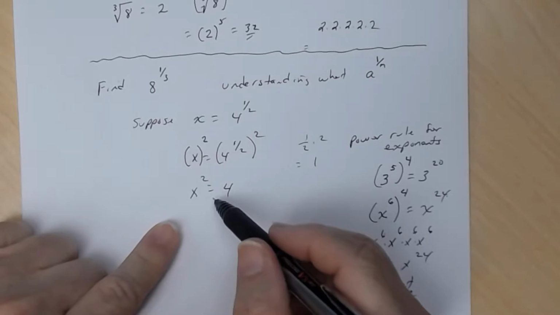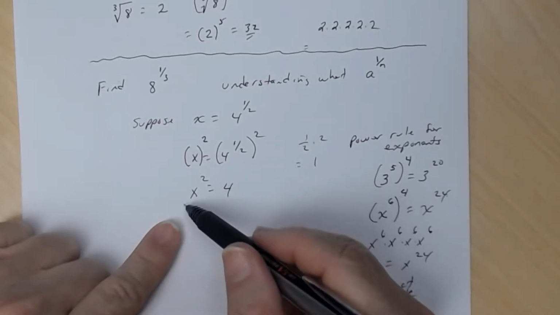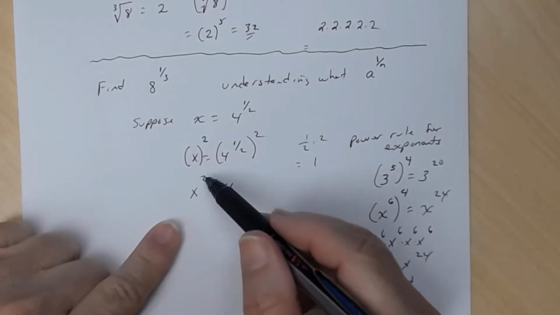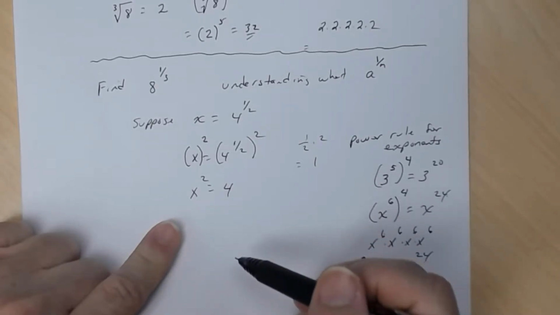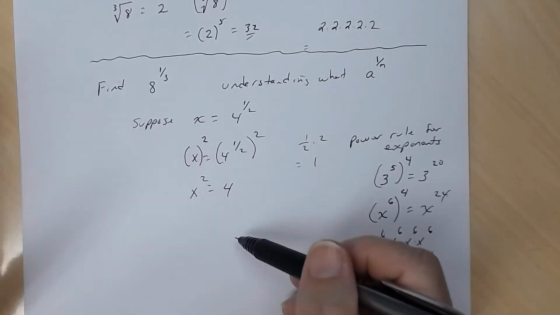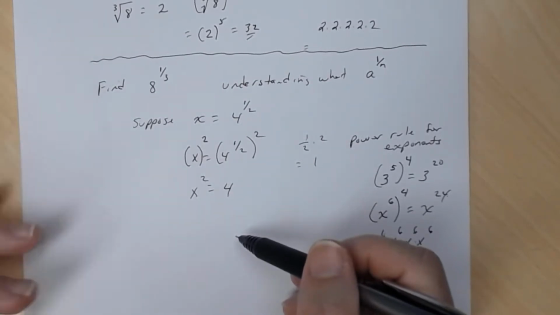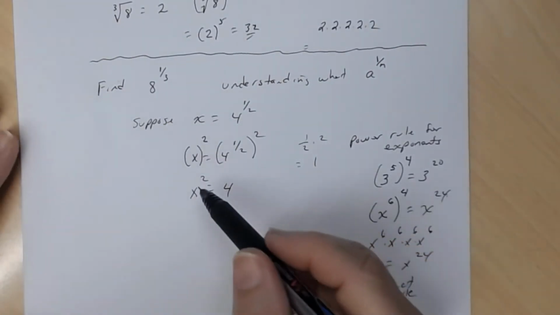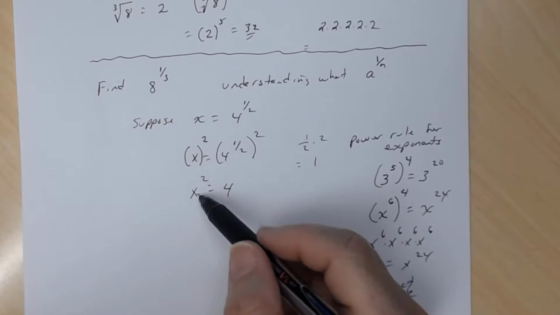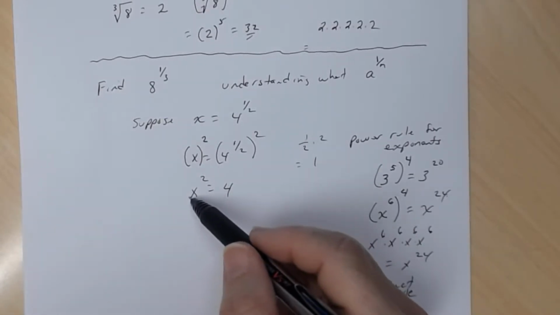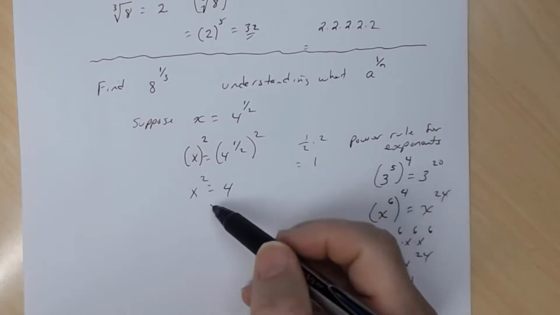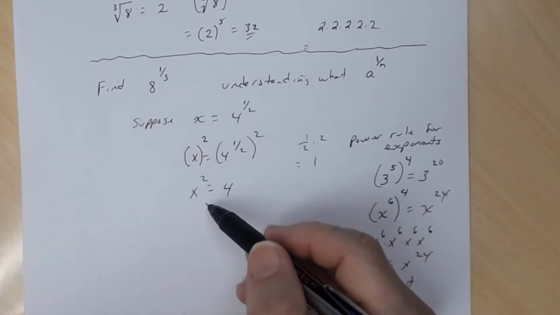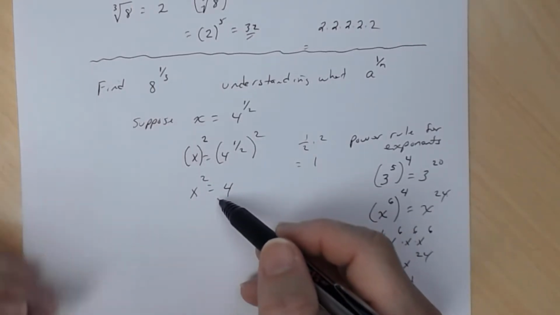Okay, now I want to get x by itself. Right now I'm squaring, and the opposite of squaring is to take the square root. I'm just going to worry about the positive square root here, not a negative square root, because a positive 2 times itself is 4, and a negative 2 times itself is also 4. But I'm just going to deal with the positive square root.